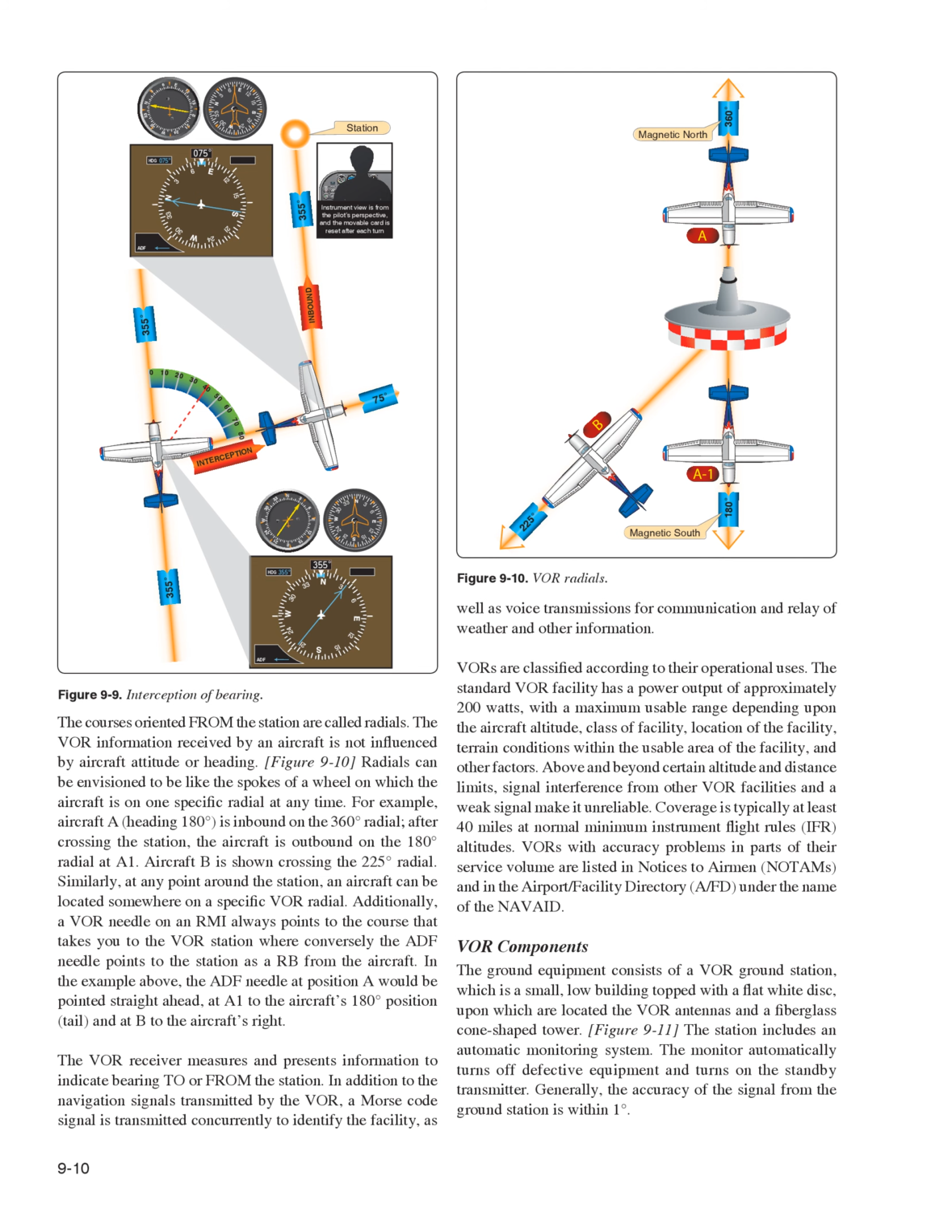VOR components. The ground equipment consists of a VOR ground station, which is a small, low building topped with a flat white disc, upon which are located the VOR antennas and a fiberglass cone-shaped tower. Figure 9-11: the station includes an automatic monitoring system. The monitor automatically turns off defective equipment and turns on the standby transmitter. Generally, the accuracy of the signal from the ground station is within 1 degree.